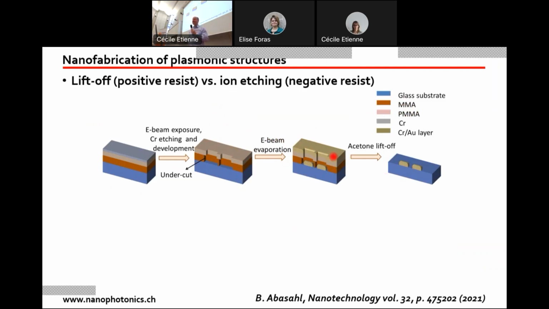So at the end of the process, we do what we call the lift-off, which is to put everything in acetone, and that's going to dissolve the remaining photoresist, and then you will be left with only the nanostructures that you wanted to have. For that approach, based on the positive photoresist, we use these 2 layers because when we deposit the metal, we want to avoid having a continuous film over the edge.